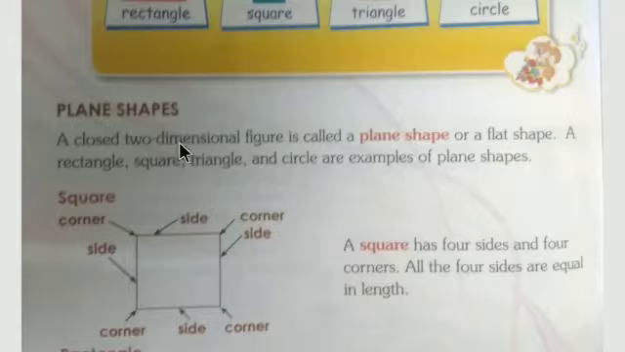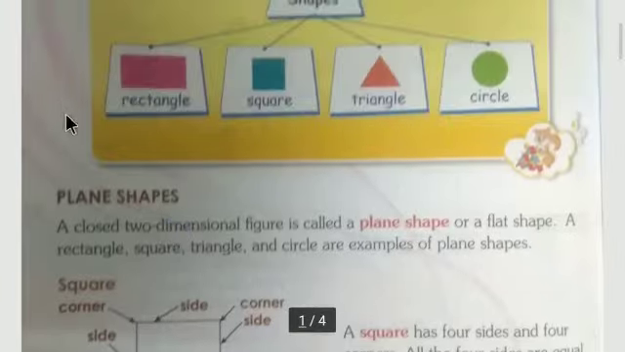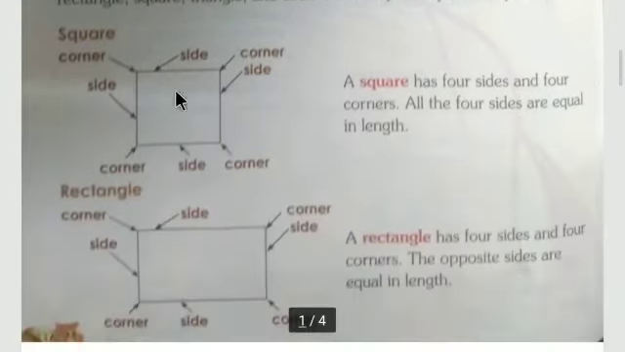A closed two-dimensional figure is called a plane shape or a flat shape. What is a plane shape? A closed two-dimensional figure is called a plane shape or flat shape. A rectangle, square, triangle and circle are examples of plane shapes. All these shapes are examples of plane shapes.